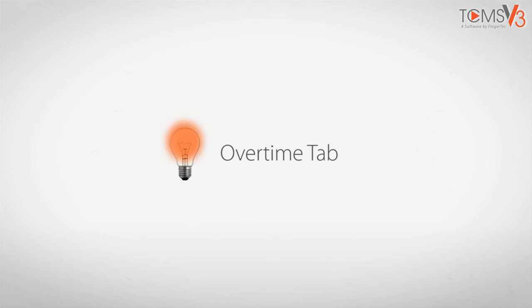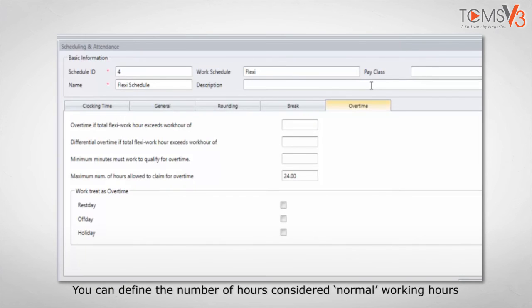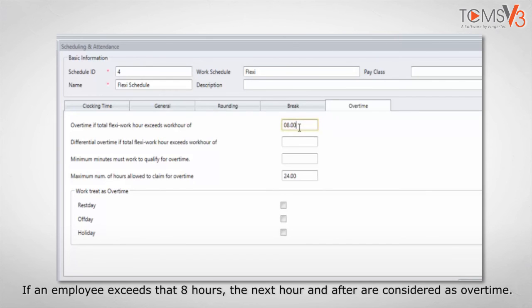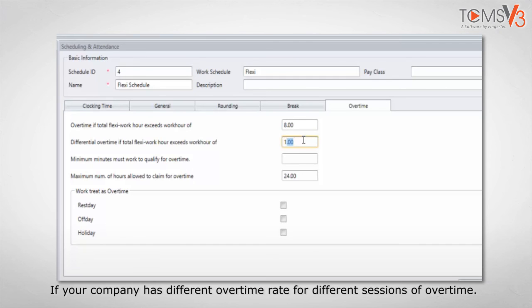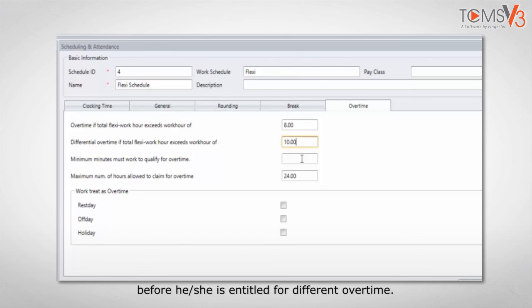Overtime tab. You can define the number of hours considered normal working hours for Flexi schedule, for example 8 hours. If an employee exceeds that 8 hours, the next hour and after are considered as overtime. If your company has different overtime rate for different sessions of overtime, here, you can define how many hours the employee is required to work before he/she is entitled for different overtime.